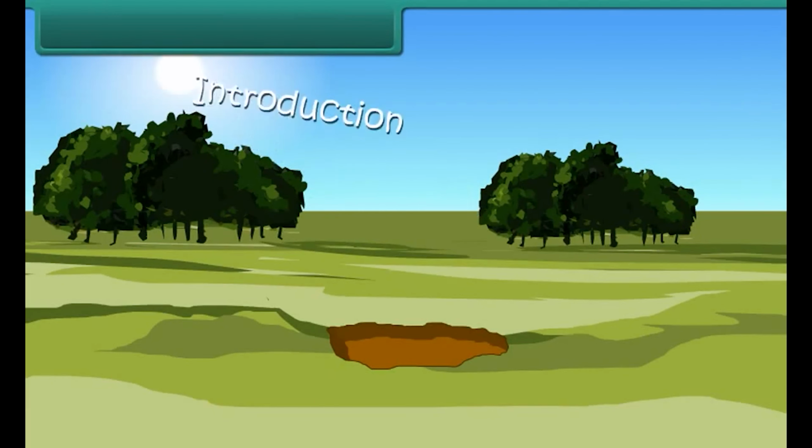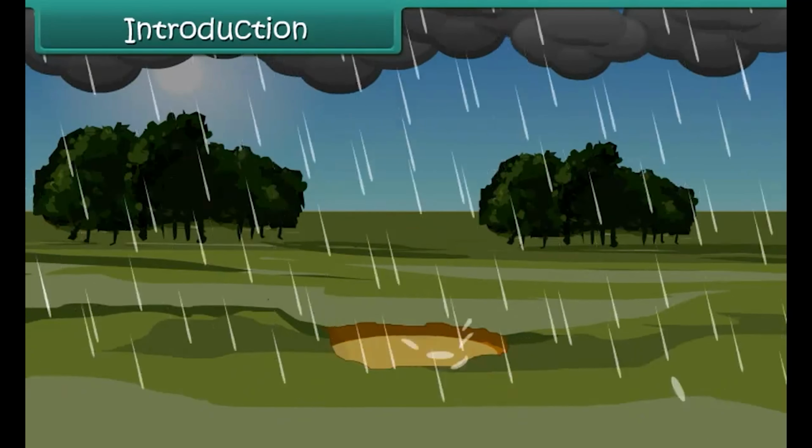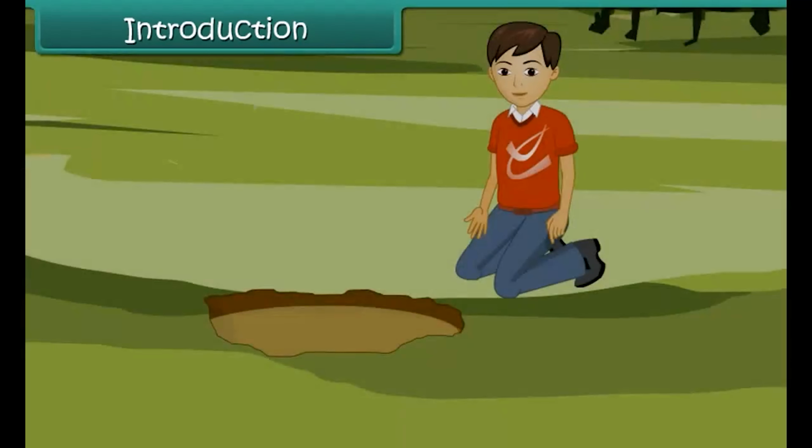Introduction. After heavy rain, the potholes were filled with muddy water. Jack, a 12-year-old inquisitive boy, tried separating the mud from water. Let us see, did he succeed in his project of getting clean water?